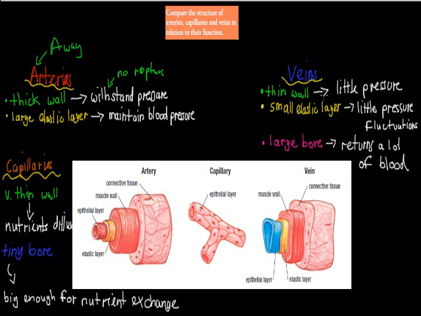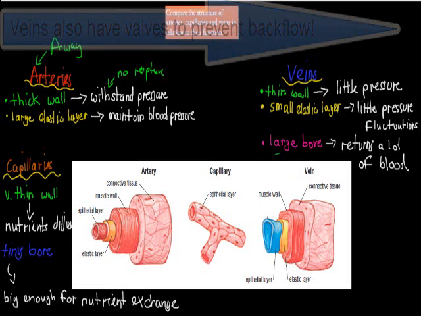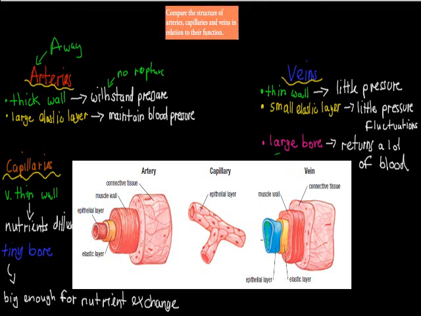Veins, on the other hand, had a thin wall because there was little pressure. Blood was returning. The pressure was already gone. Small elastic layer because the pressure fluctuations were a lot less compared to the arteries. And it had a large bore. The bore was this part, so the opening of the blood vessel. And it was large because it had to return a lot of blood. So all that blood that came back through the veins, there was a lot of it, so it had to have a large bore to return that.